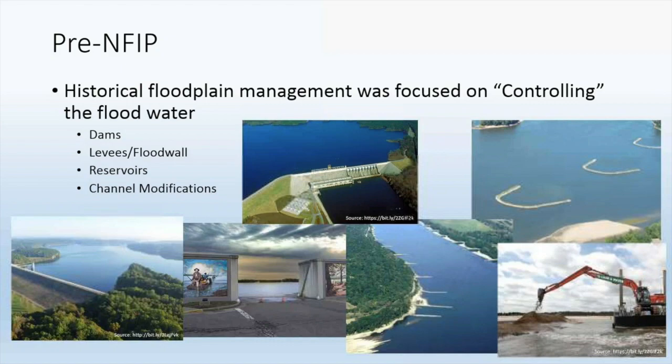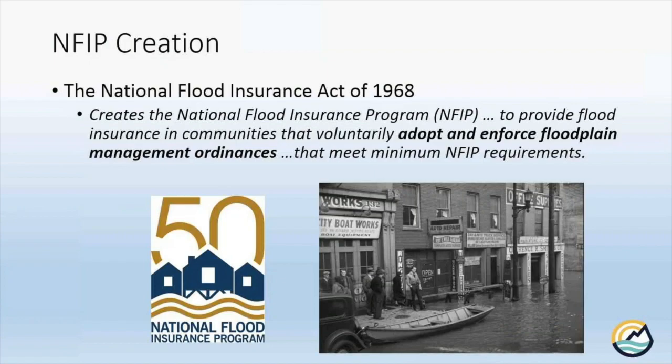The problem with this is that all of these structures are very expensive, not just to build, but to maintain over time. And Mother Nature is relentless. She is going to win that fight all day, hands down. About 50 years ago, we realized this isn't really working the way we want it to. We've not really tamed the water, so we need to try something else. And that's where the NFIP came in.